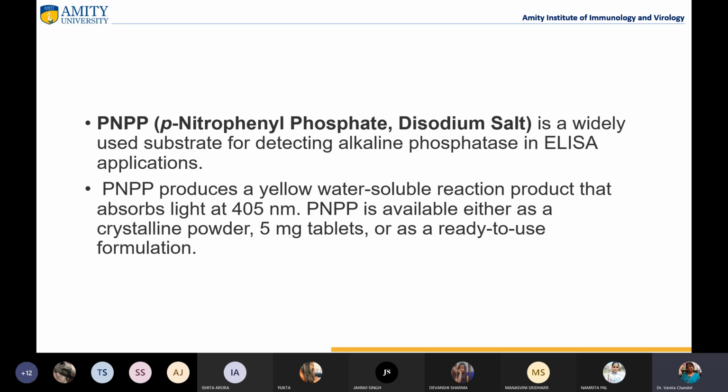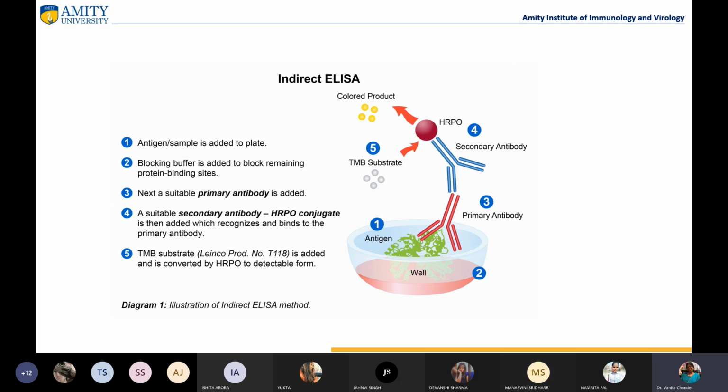So para-nitrophenyl phosphate disodium salt is a widely used substrate for detecting alkaline phosphatase in ELISA applications. It is a yellow, water soluble reaction product that absorbs light at 405 nanometers. So at 405 nanometers, we take an OD and we can see whether, at the end result, the virus or a pathogen is present or not, right?